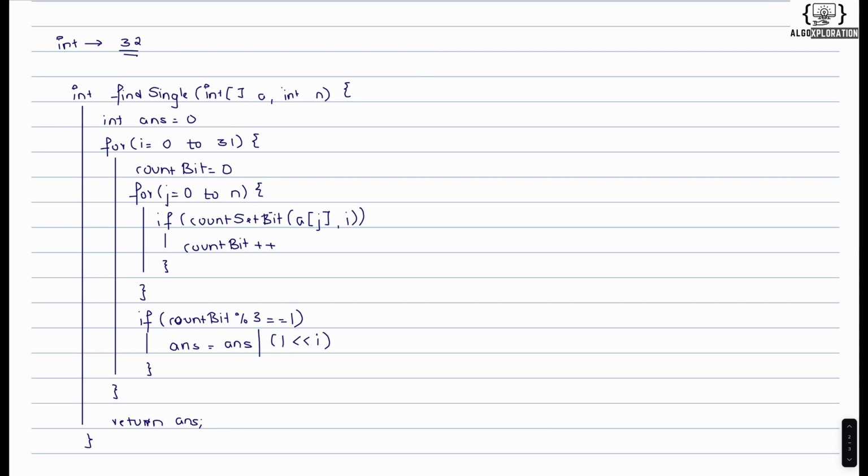Now if you talk about the time complexity, we can see that this for loop is running from 0 to 31, that is 32 times, and this for loop is running for n. So if I combine this, it will be order of 32 into n, which is simply order of n. So time complexity is order of n, and for the space complexity, we didn't take any extra space, so it will be order of 1. In this way you can solve this problem.